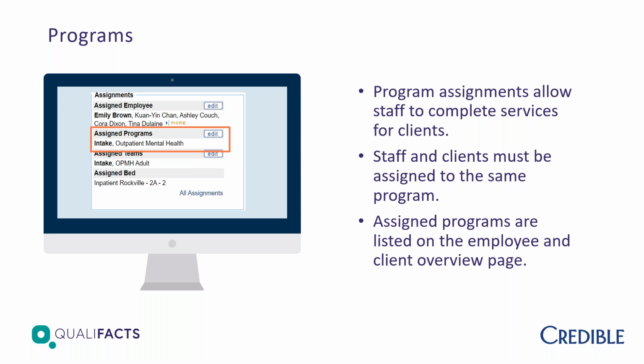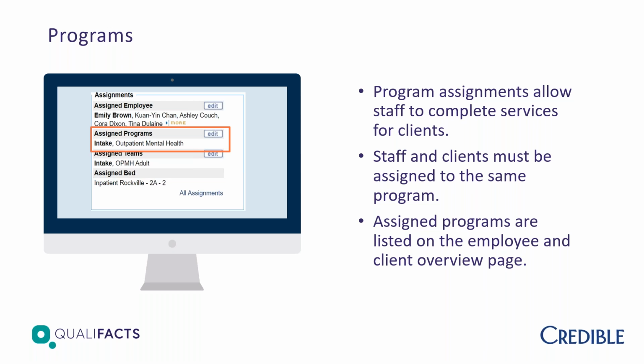So for example, if I wanted to complete an individual therapy session and complete a progress note, if that individual therapy session is part of the outpatient mental health program, then I need to be a part of the outpatient mental health program. My client then needs to be part of the outpatient mental health program, and then I'll be able to schedule that individual therapy session and then complete that individual therapy session.